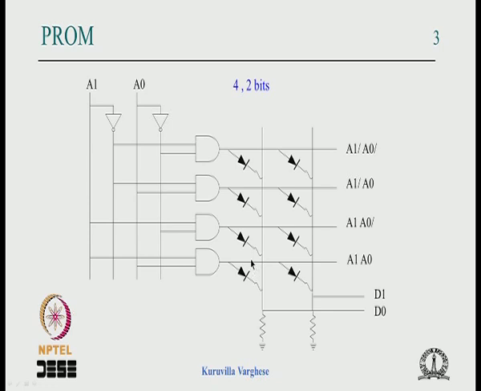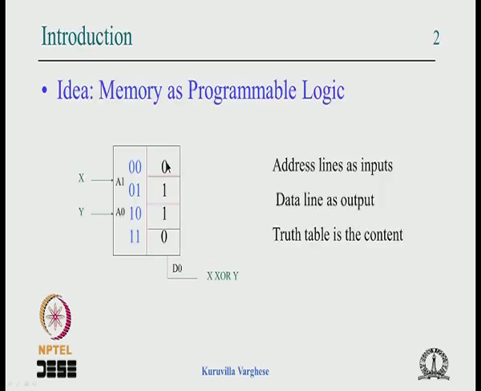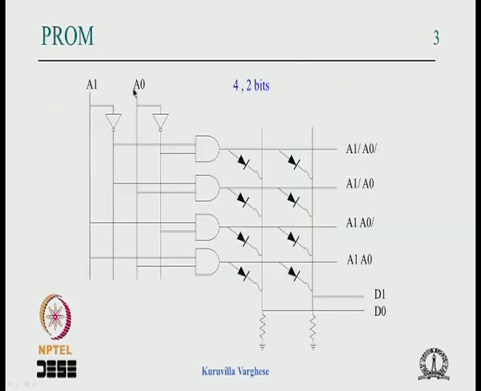Now what you do is that you blow the fuse, we will see how to blow the fuse. You just blow this fuse, retain this connection and blow the fuse, okay. So it is equivalent to programming 0 1 1 0, exactly like here 0 1 1 0, because we are trying to implement the XOR of the input, okay. So here we have 2 inputs, you can assume it is X and Y.